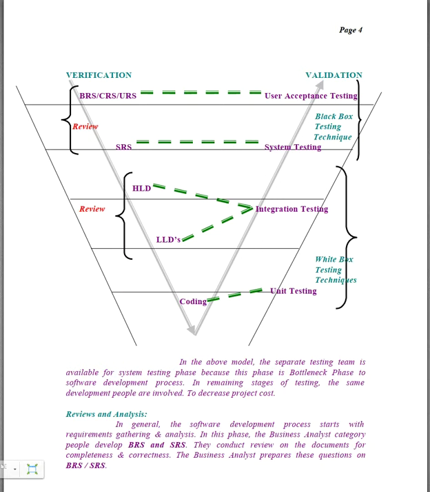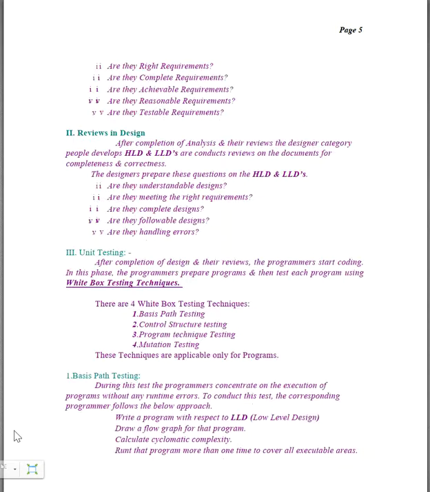So coming to the review and analysis. In general, the software development process starts with requirement gathering and analysis. In this phase, the business analyst category develops the BRS and SRS, and then they conduct some reviews on the documents for completeness and correctness.